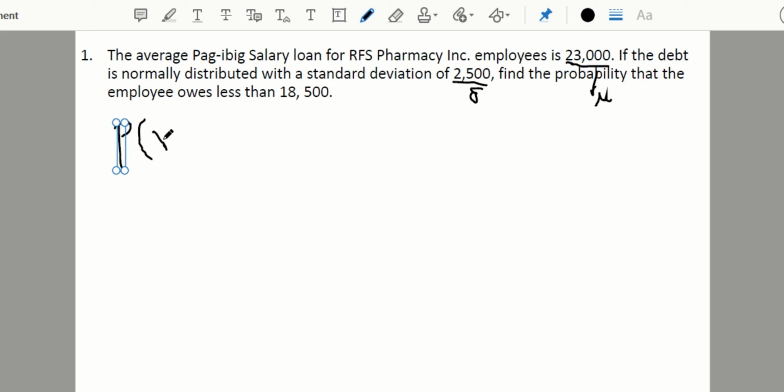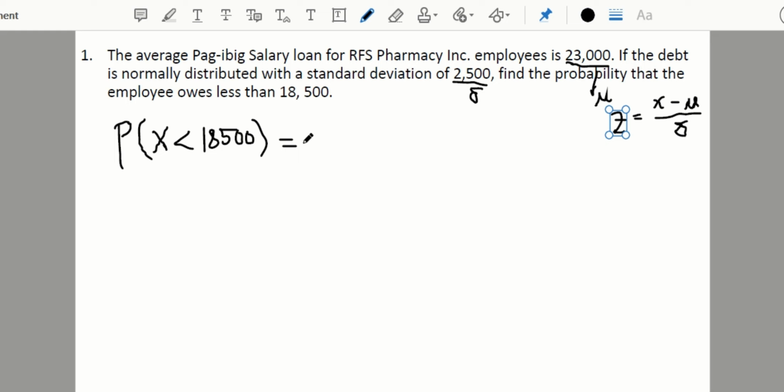So we will use first a random variable x, so x less than 18,500. Okay, and then we will convert this one into a z distribution using the formula z is equal to x minus mu over the standard deviation.